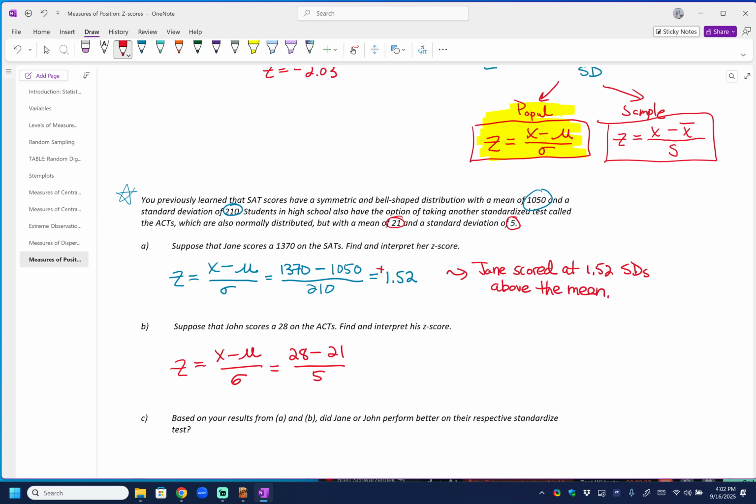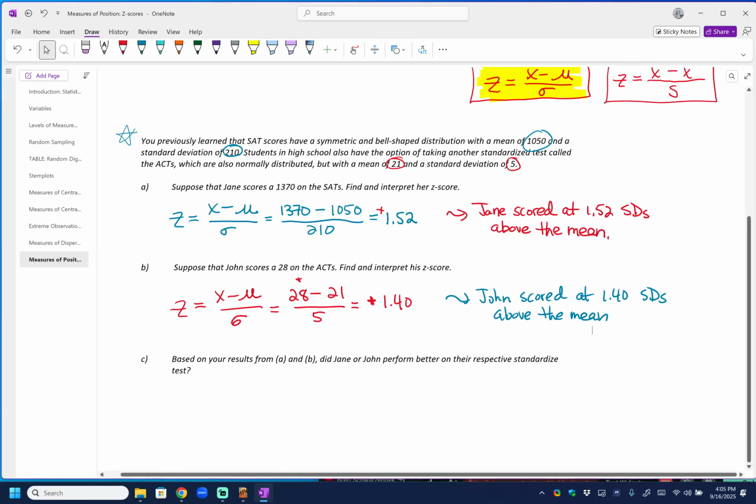If we put this into the calculator, we're going to get, again, a positive, because this value is bigger, 1.40. Okay, so what does this mean? Well, this means that John scored 1.40 standard deviations, again, above the mean. So the reality is that both of these students actually performed quite well. They scored above the mean, about one and a half standard deviations above it, actually.